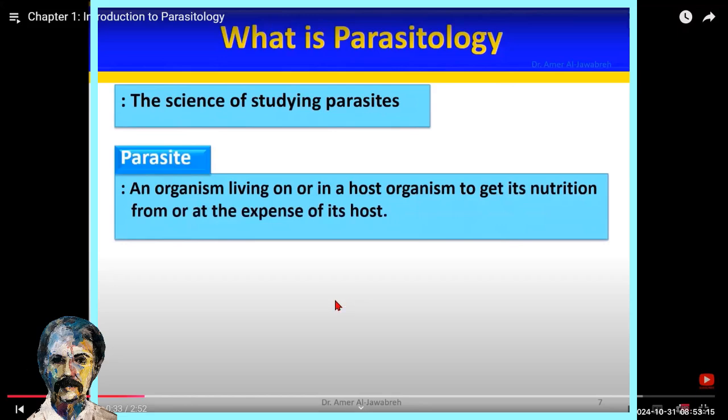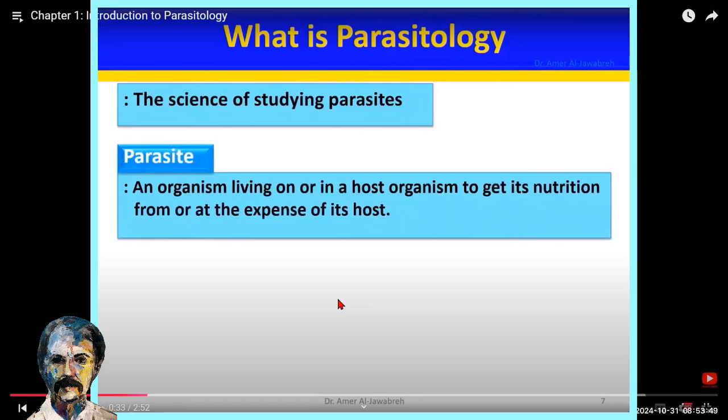On or in. It can live on the surface, your surface, like skin or head, or inside us, to get its nutrition. Why do parasites come to us and invade us? Because they want to eat. They want to make a living, nutrition. Okay, this is the idea. Sometimes it's at the expense of the host, sometimes not. We will talk in a minute about the relationship between parasites and us as humans.